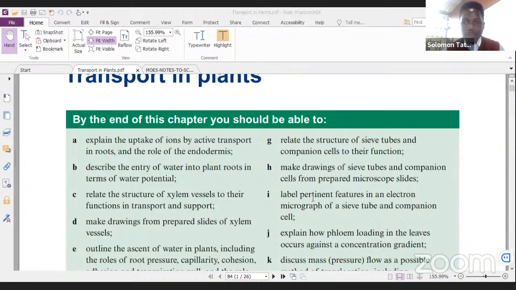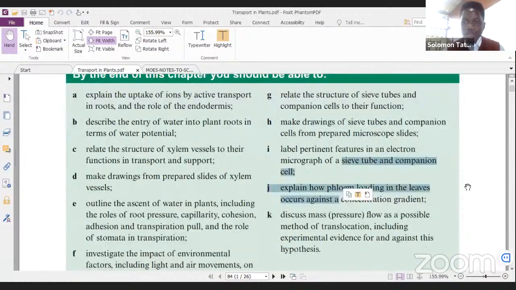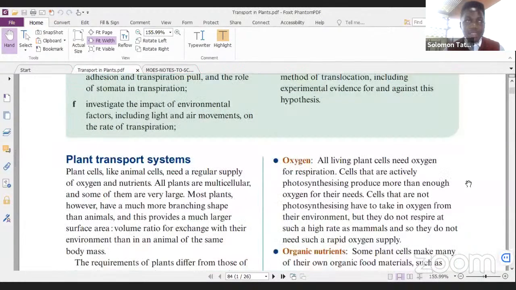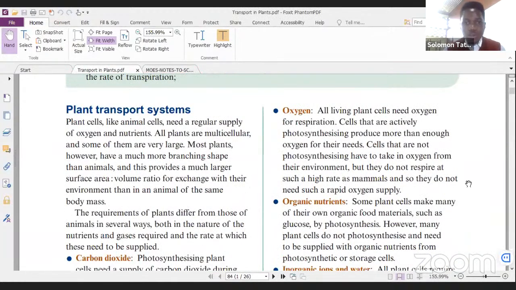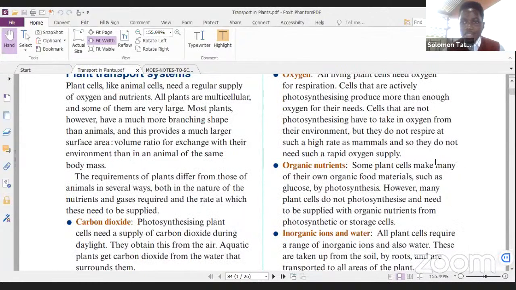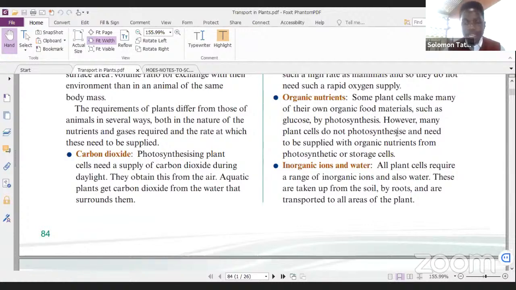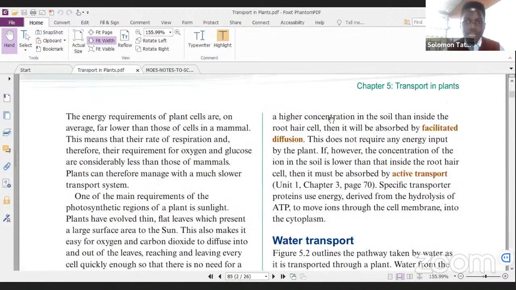So those are some of the things that we'll be looking at that are transported by plants. Now, there are others, including oxygen, carbon dioxide, organic nutrients, and then the inorganic ions and water that you have mentioned. Those are some of the things that plants transport. Diana also said water and mineral salts.